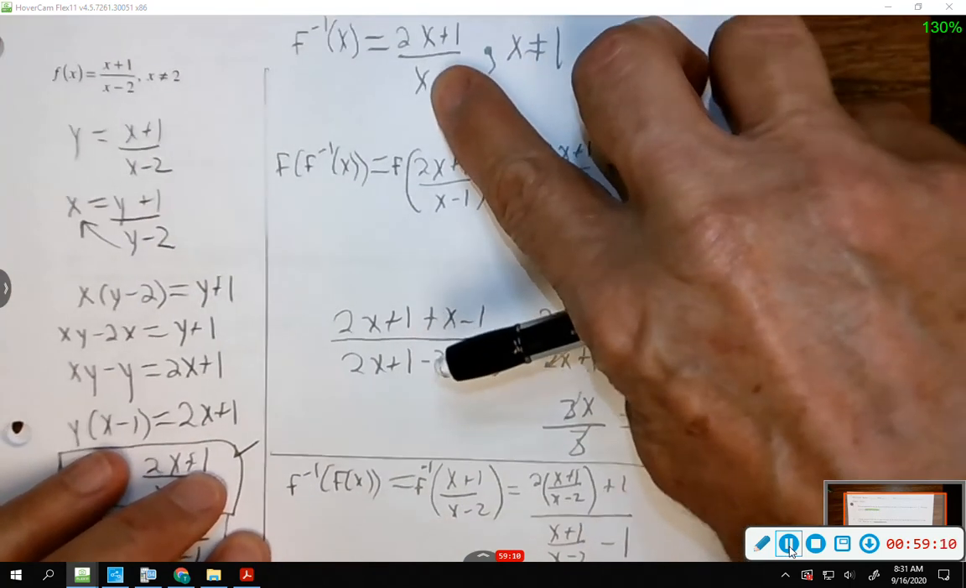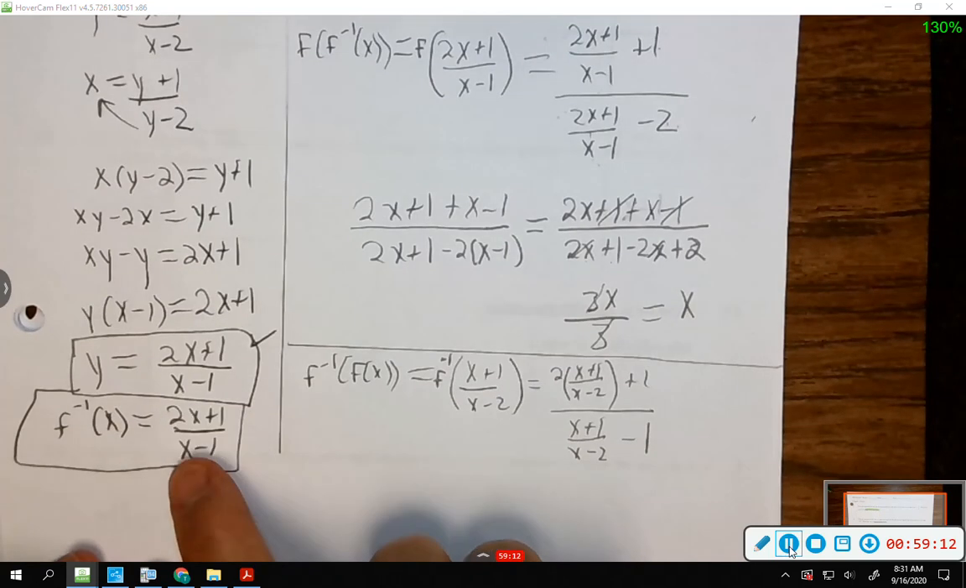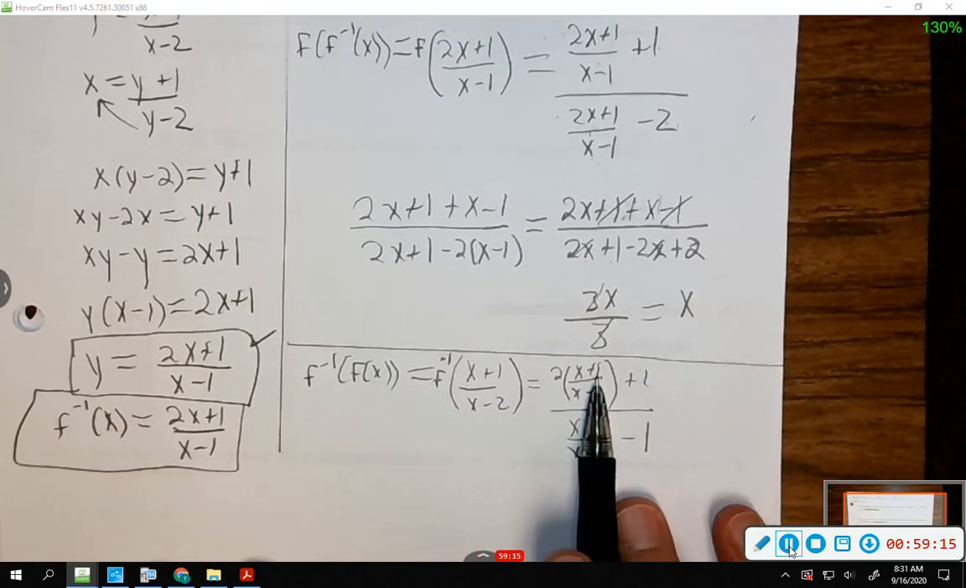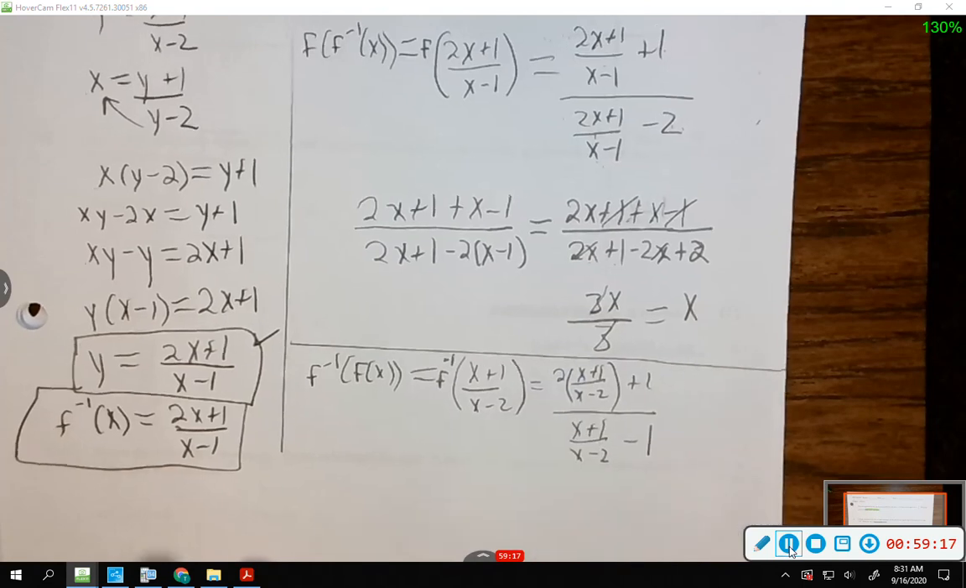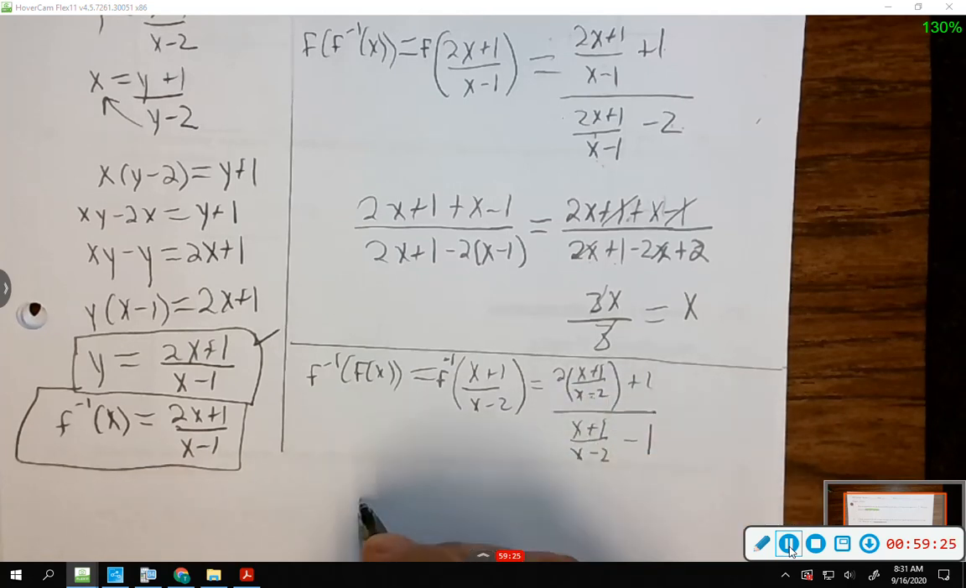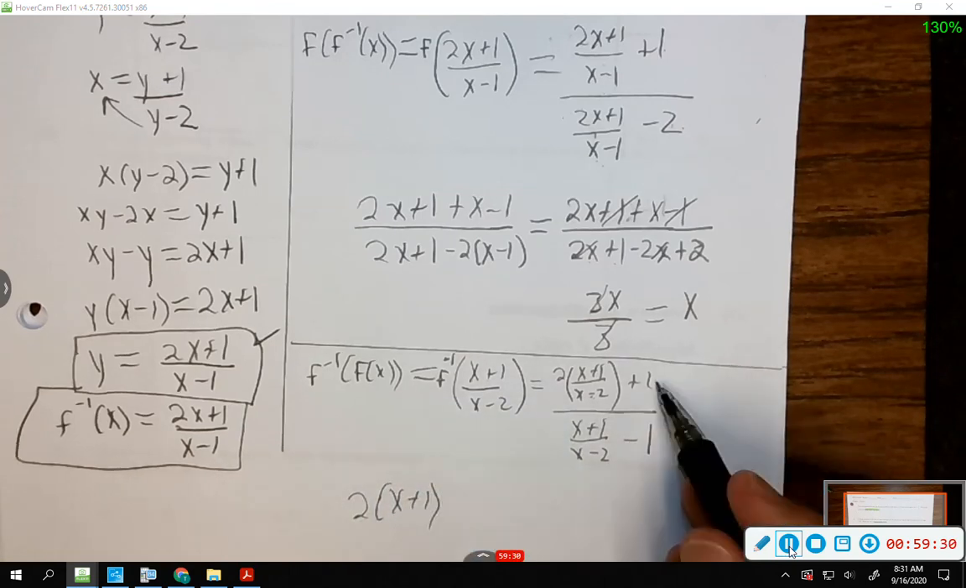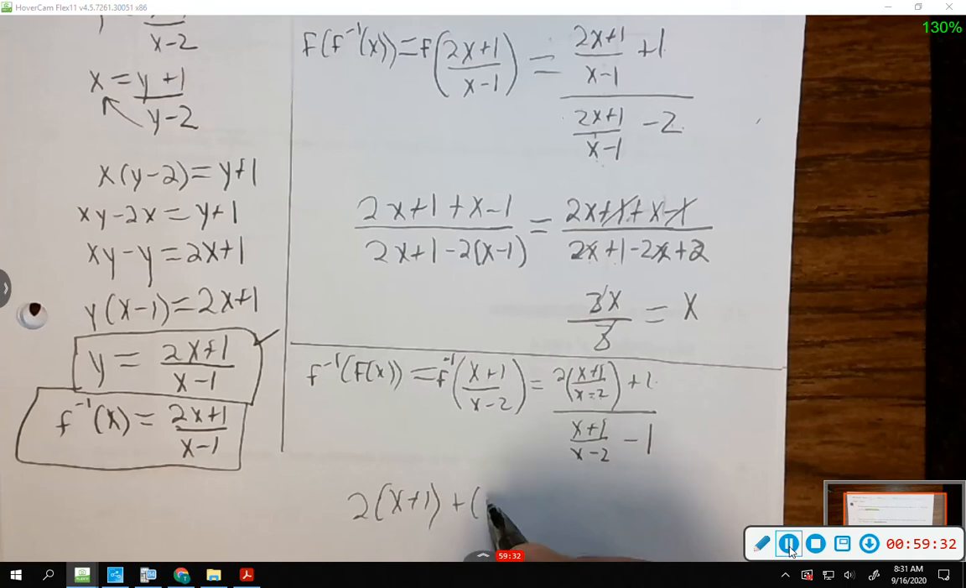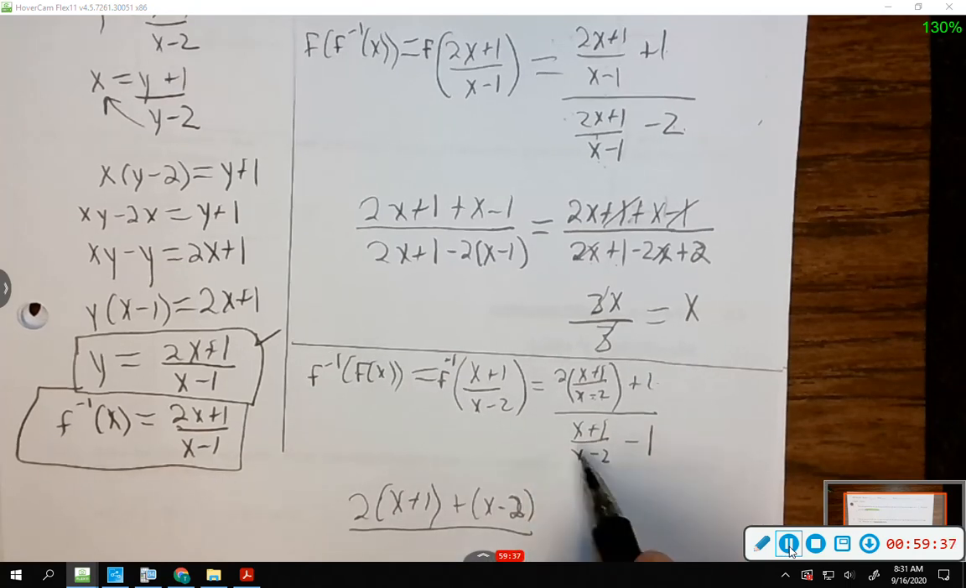Right here and here. To go from complex to non-complex, I would not distribute the 2 first. Just multiply everything by x minus 2. If I multiply this term by x minus 2, it cancels, and I'm left with 2 times x plus 1. Don't forget your parentheses. But I have to multiply that by x minus 2. If I multiply this fraction by x minus 2, the numerator cancels with the denominator. I just have x plus 1. If I multiply this by x minus 2, I get negative 1 times x minus 2.